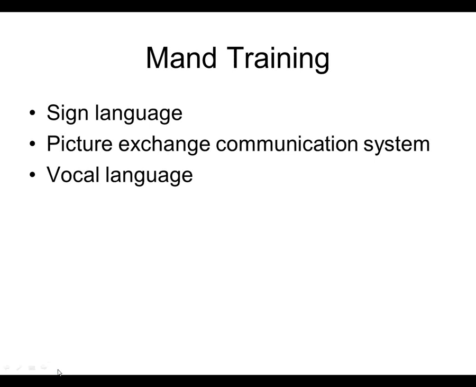So when we are mand training, which is training those requests, that first function of language that we want to teach, we can use sign language, we can use PECS, we can use vocal language. Some of the prerequisites for the different things: if you're going to use sign language, you want to have good fine motor skills and a motor imitation repertoire. For vocal language, you want the child to have a vocal imitation repertoire, or at least be attempting to, or else you don't want to go into that topography. And with PECS, the exchange type systems, an important part is that they have object-picture correspondence.